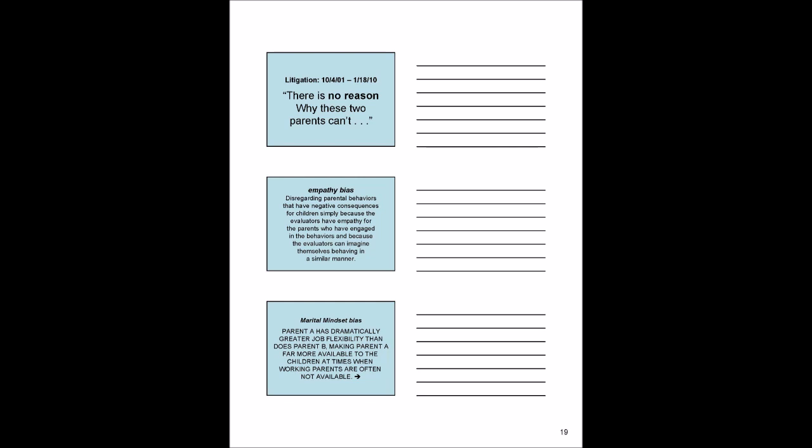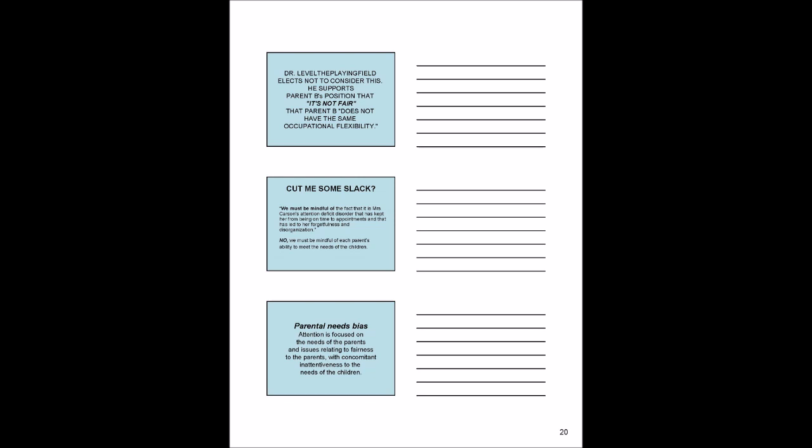One parent has dramatically greater job flexibility than the other parent, and the parent without job flexibility basically complains that it's not fair that the greater availability of the other parent should be factored in. And the evaluator expresses his support for the litigant's position that it's not fair. And again, we're not concerned about fairness to the parents. If one parent is significantly more available to the children than the other parent, that's a factor to be taken into consideration.